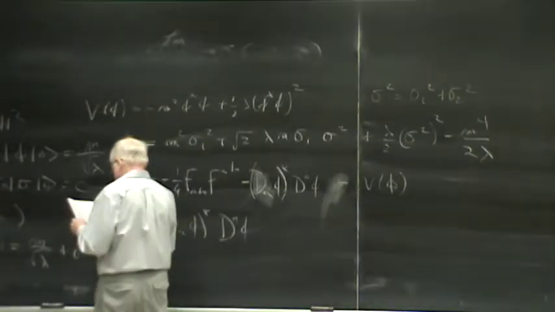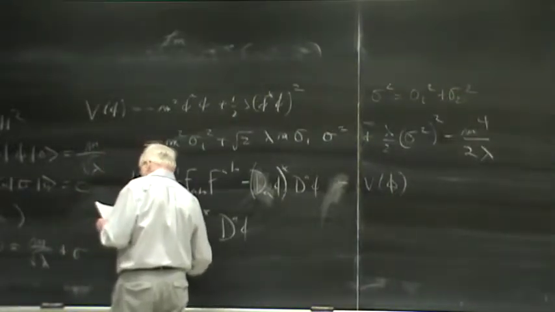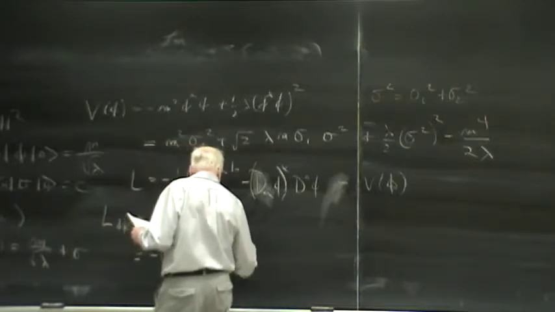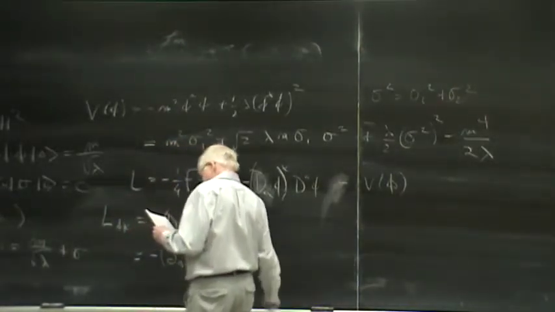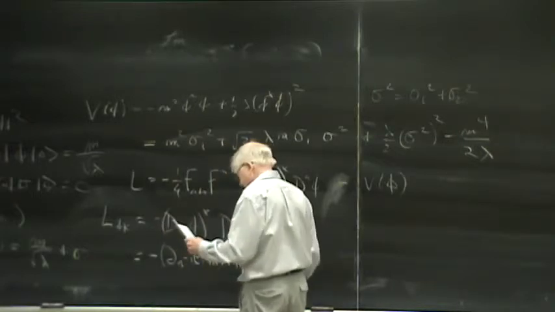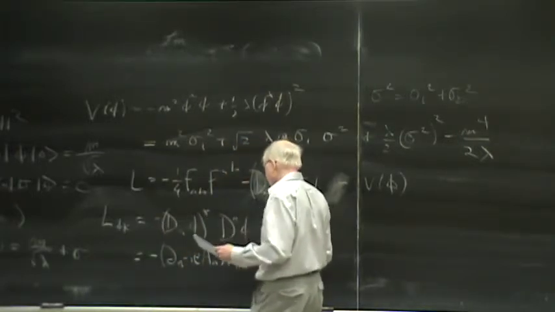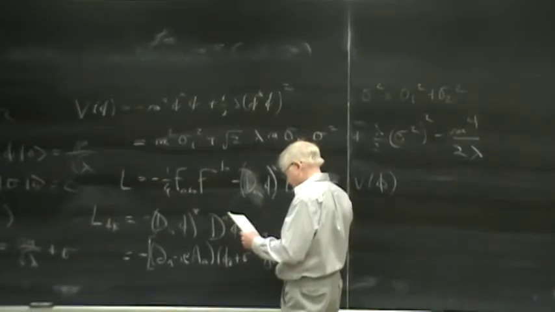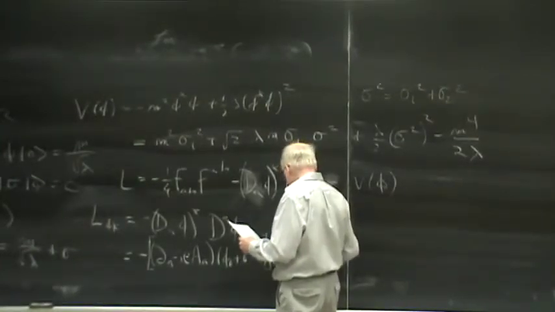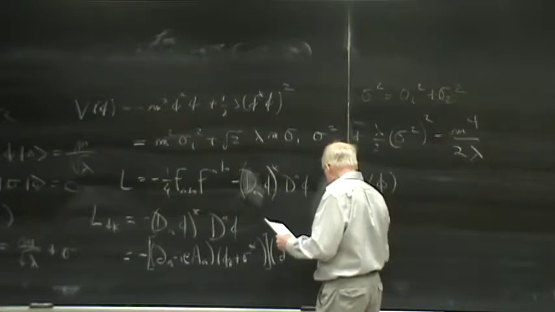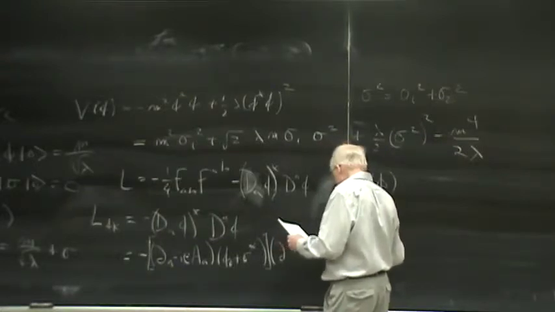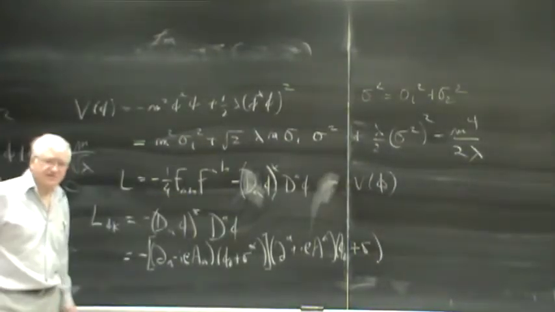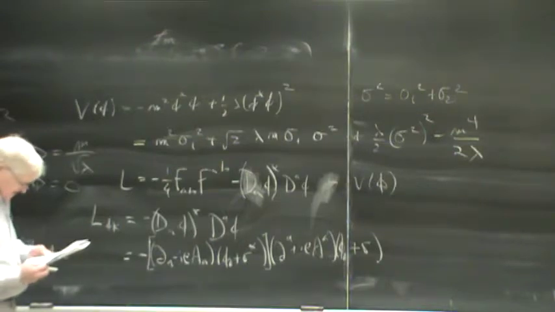So what is this? This is minus DA minus IEAA times phi 0 plus sigma star, because sigma's complex. And the derivatives stop there. Now we have a new derivative, DA plus IEAA acting on phi 0 plus sigma. Okay. So that's the kinetic action of the Higgs field, the complex field.